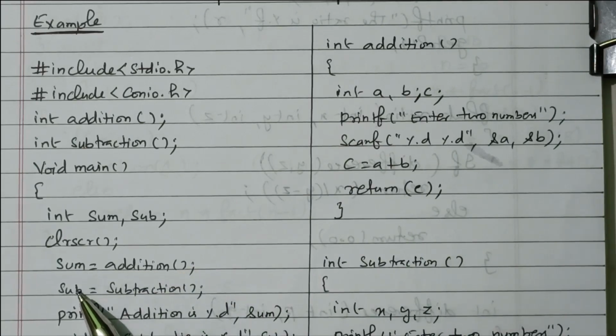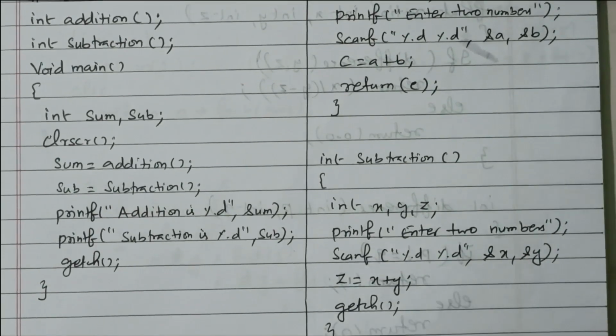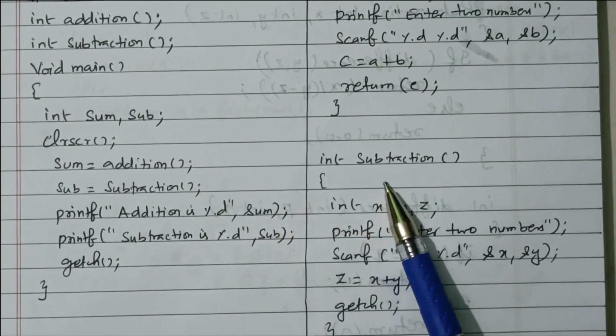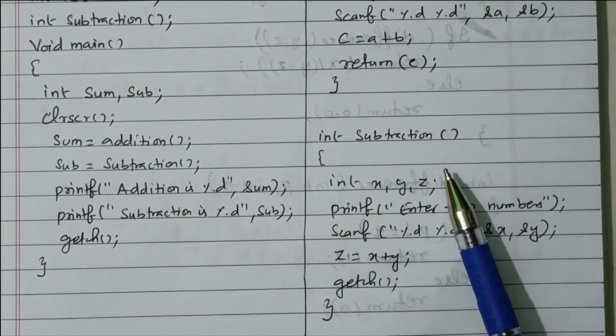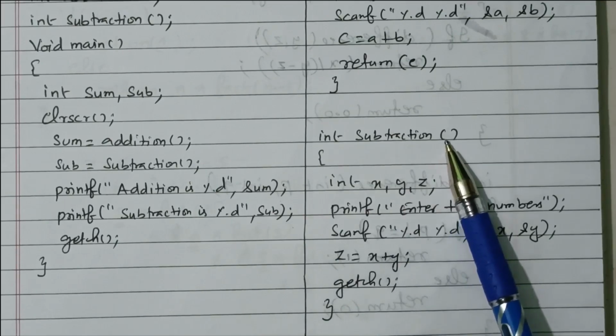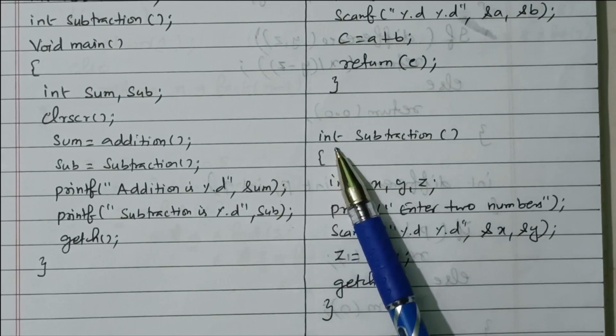Now again we are calling one more function, sub equals subtraction. So what will happen? The control will go to the function subtraction. So this function also does not have any argument. So both should match. We are not passing any argument here, and here also no argument. Right. Then the return type is integer.